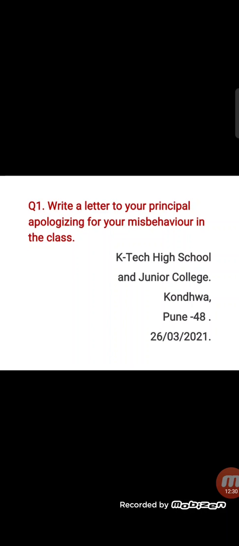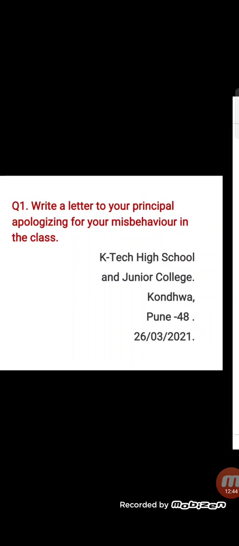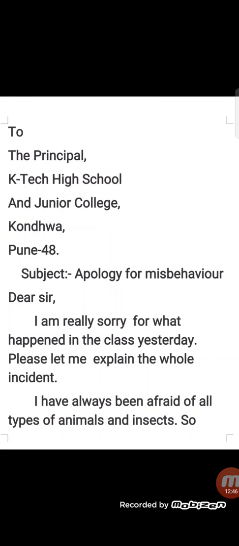This address, should I read? I'll read it: K-Tech High School and Junior College, Kondwa, Pune 48. And the date, isn't it? The date you have to write. So the date is mentioned. Now, to whom are we writing? To the principal, your school, Kondwa, Pune 48. Now, what is the subject? Apologize for misbehavior. Got this? Now, how are you going to start writing?